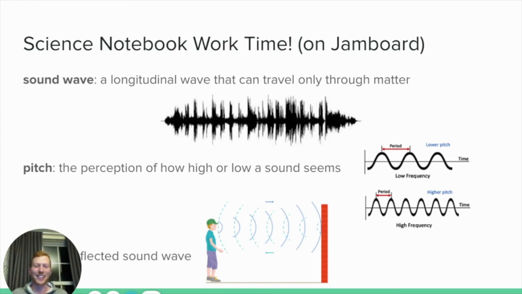Now, my next word is pitch, which is the perception of how high or low a sound seems. So if I were to make my voice go very, very high, I'm not going to do that because you would make fun of me, that would be a very, very high pitch. If we use an example of a lab that we've already completed, think about the tuning forks. The short one was a very, very high pitch. It probably hurt your ears if you put that up to your ear. Versus the very, very long tuning fork, if you hit that on the table, that would be a very low pitch. Okay, that is pitch.